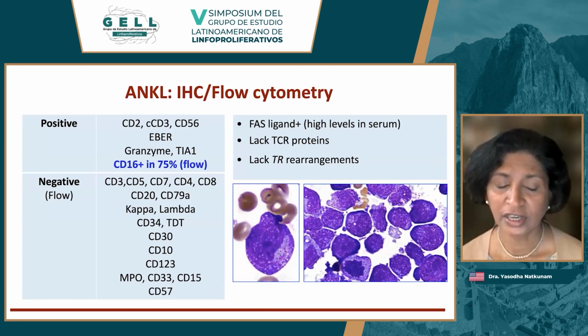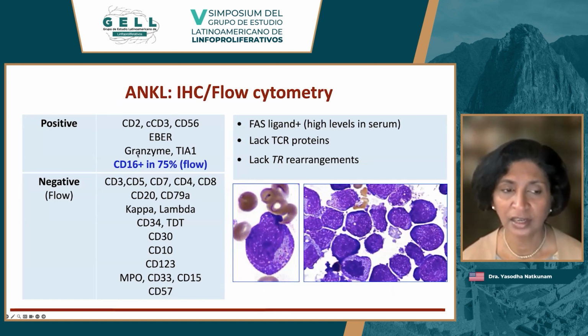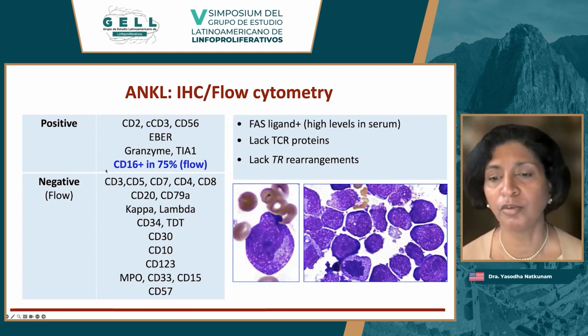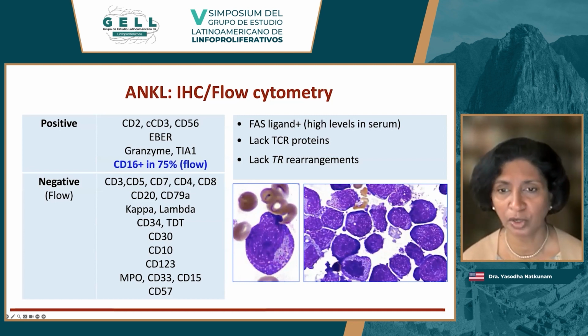With flow cytometry and immunohistochemistry, it has many markers that overlap with extranodal and nodal NK T-cell lymphomas. However, CD16 is positive by flow, which can be a very helpful marker. Also, cytologic features can be highly atypical. These usually lack T-cell receptor rearrangements, as well as T-cell receptor protein expression by flow or immunohistochemistry, but are positive for Fas ligand, and this can be picked up by a serologic study.